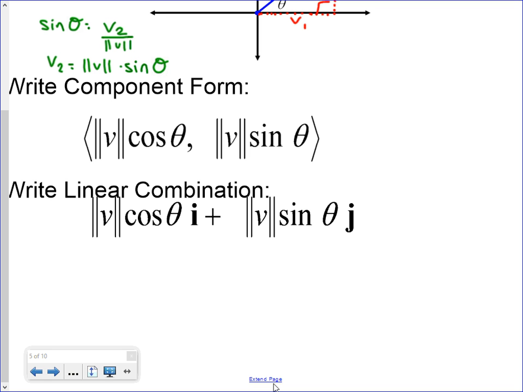Okay, so this is super important. Star, circle, highlight, asterisk this in your notes. You need to know component form in terms of magnitude and direction angle. Definitely. That'll make your life a lot easier.